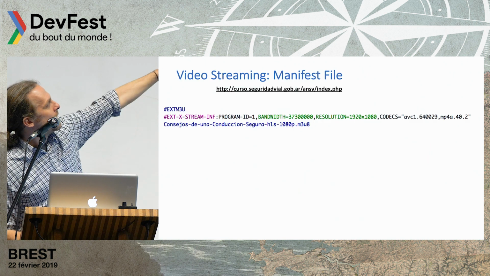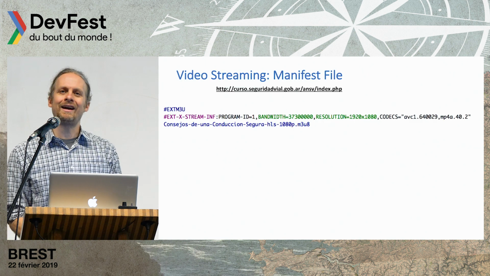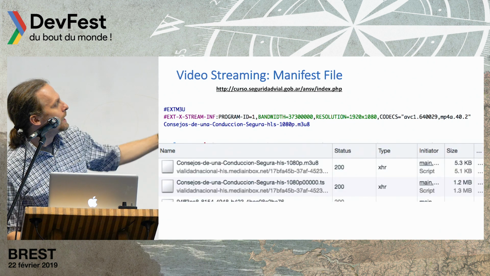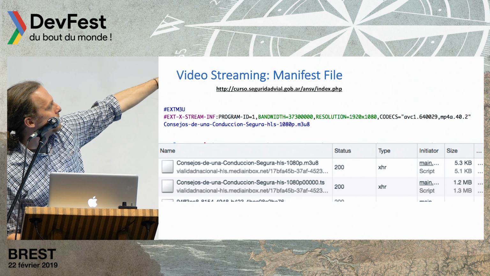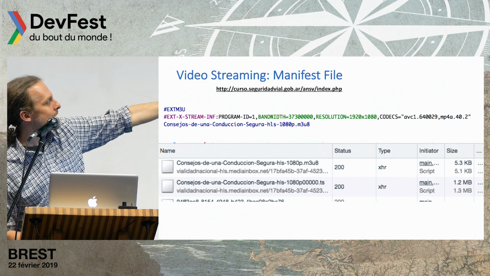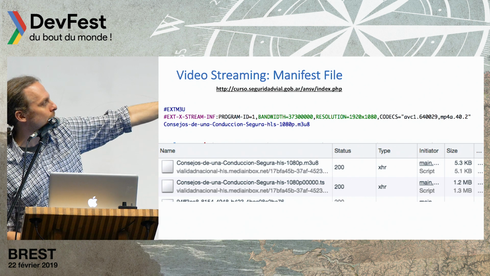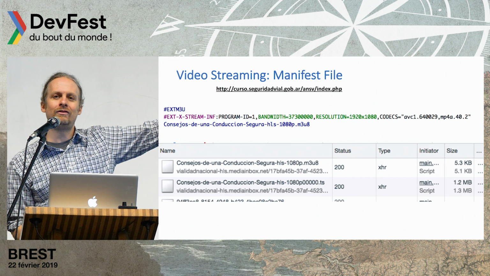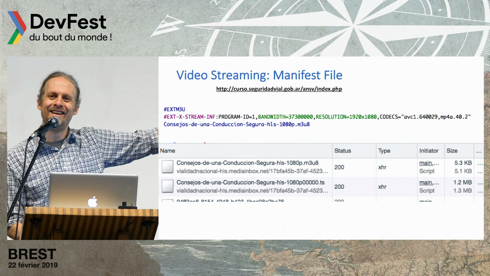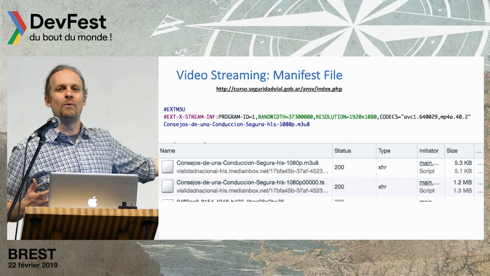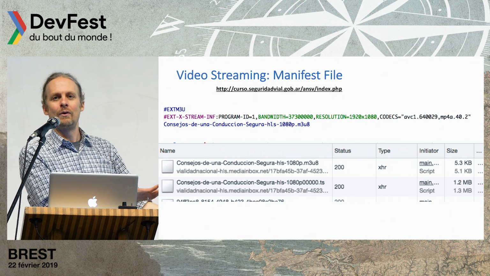So we're starting at 37 megabits per second. And when I load that up in Chrome DevTools, that's the manifest file. The second file is the first segment. You can see it's 1080p 00000.ts. And it downloads 1.2 megabytes before it switches. So it's like downloading 1.2 megabytes and then throwing it away and then starting to download at the lower bit rate.